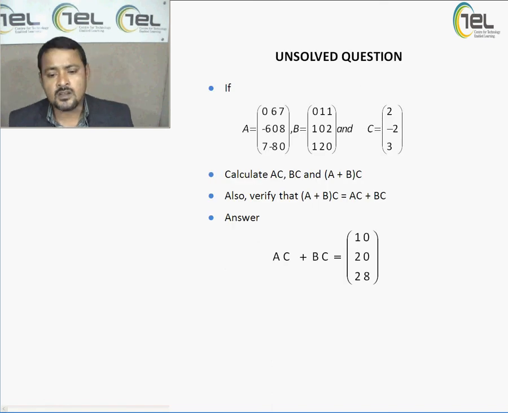I've given you one unsolved question, in which A is 0, 6, 7, minus 6, 0, 8, 7, minus 8 and 0, B is 0, 1, 1, 1, 0, 2, 1, 2, 0, and C is a singular matrix. It has only one column. It is a column matrix. We have to calculate AC, BC and A plus B multiplied by C. Also verify that A plus B into C is equal to AC plus BC.